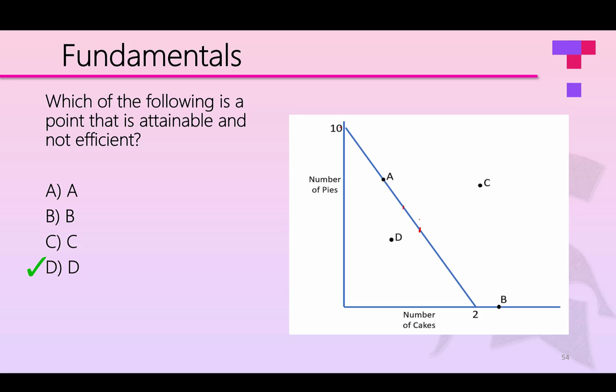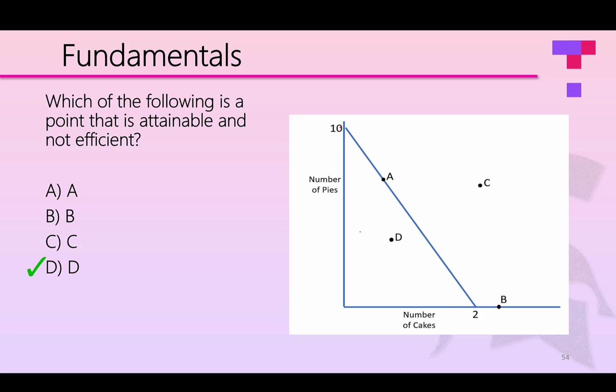So if we take a point inside this triangle here, think about the area inside of this. So these are going to be points that are attainable because they are things we can make. We don't use all the ingredients, or we don't use any more. It doesn't call for any more ingredients than we have.